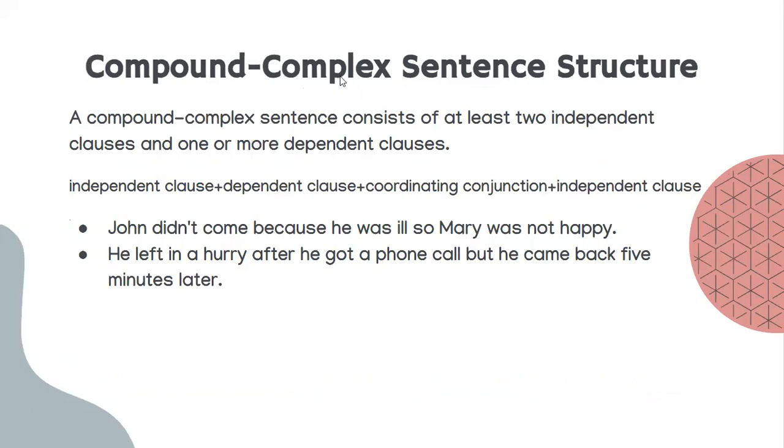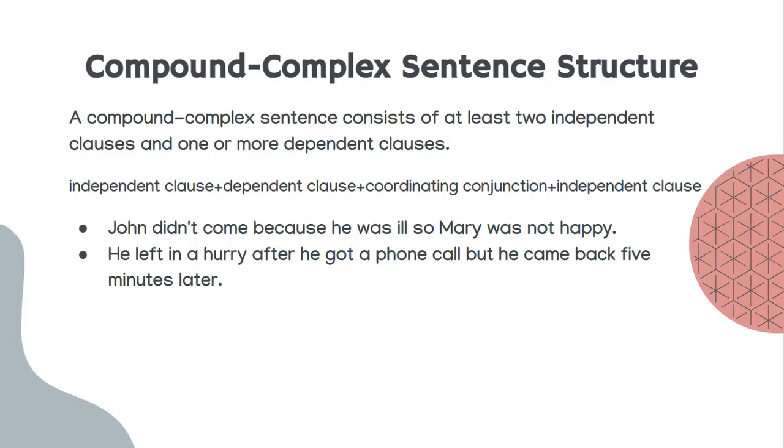Now our compound complex sentence consists of at least 2 independent clauses and 1 or more dependent clauses. That means at minimum we need 2 independent clauses, there could be more, but at least 2, and 1 dependent clause or more if you feel generous, if you feel kind enough to add more dependent clauses. How is it ordered? Independent clause plus dependent clause plus coordinating conjunction plus independent clause.